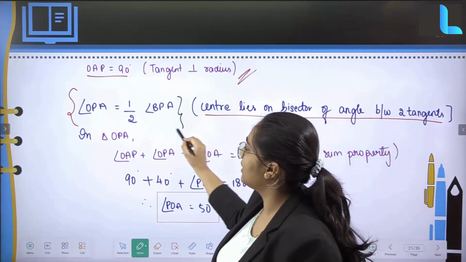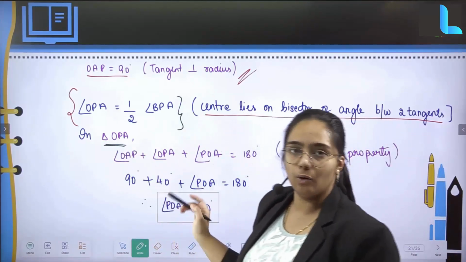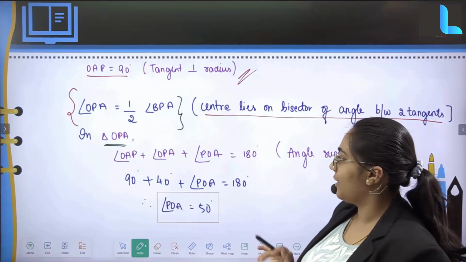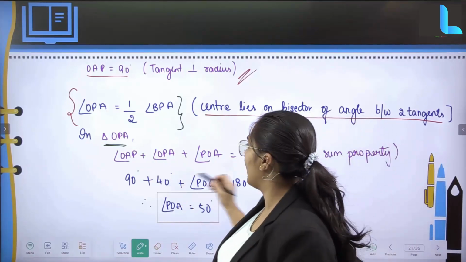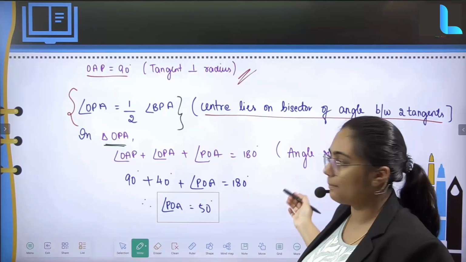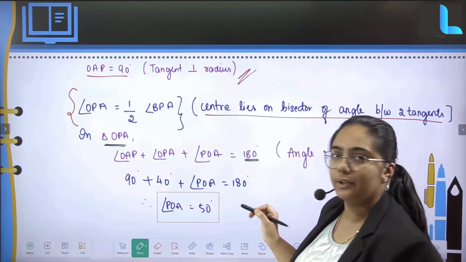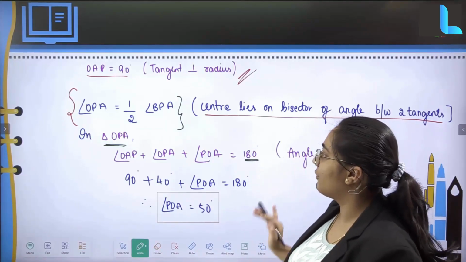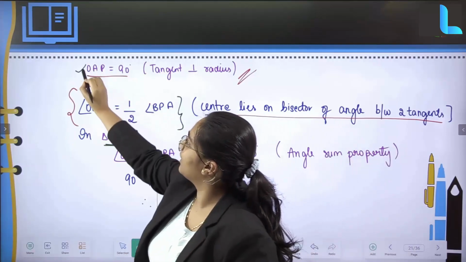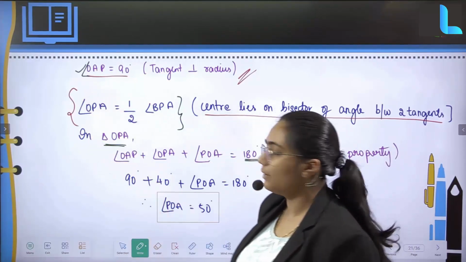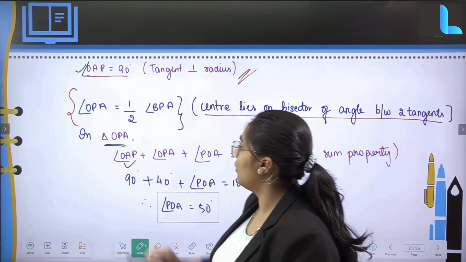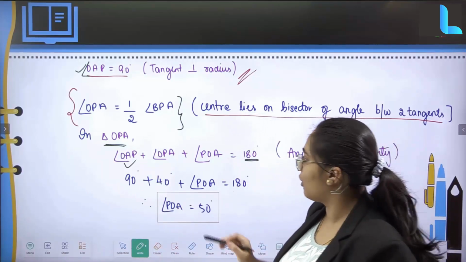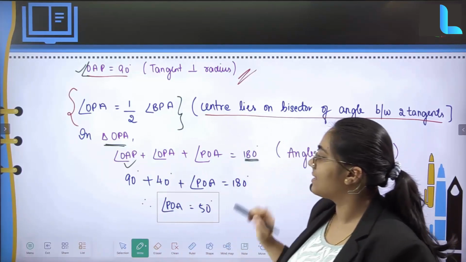Once I've got this, next I'll be considering triangle OPA, only the portion of this triangle. From the angle sum property, I can tell that the sum of angles is equal to 180 degrees. Already I have considered here angle OAP is equal to 90 degrees. So angle OAP is equal to 90 degrees, I have got it. And angle OPA is equal to 40.